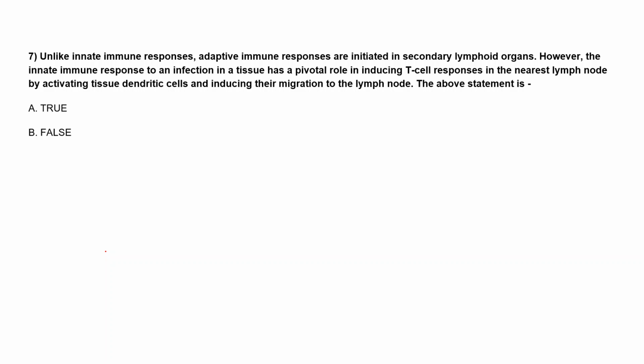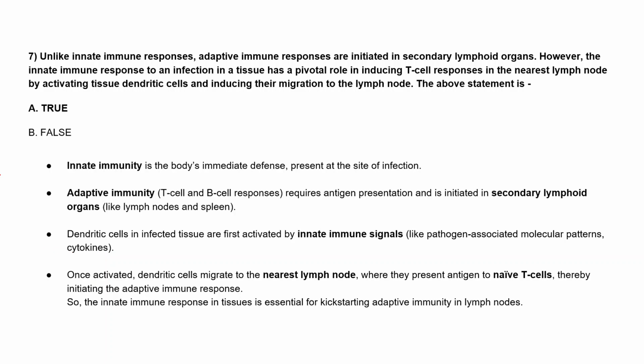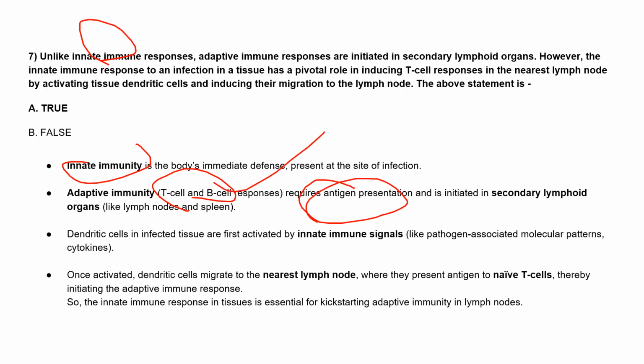True. Okay, so you are right. Very good. This statement is true. We know the difference between innate and adaptive immunity. Innate is the body's immediate defense present at the site of infection, like lysozyme, which is the very first line of defense. Adaptive mostly involves T and B cells, and it mostly requires antigen presentation.